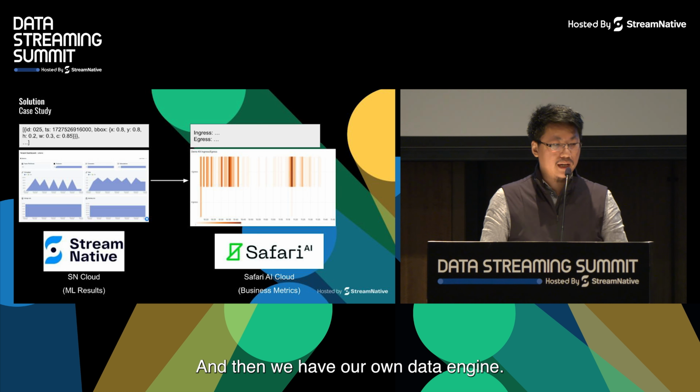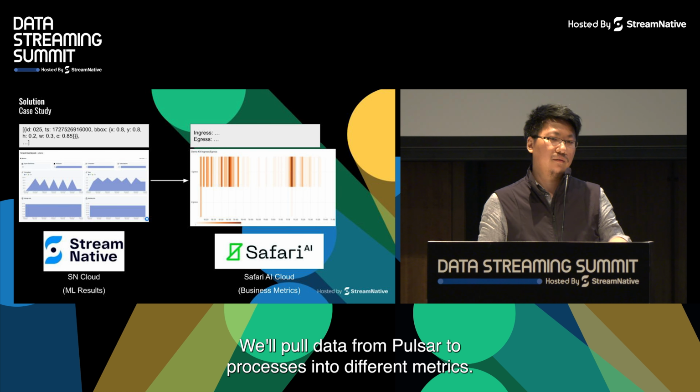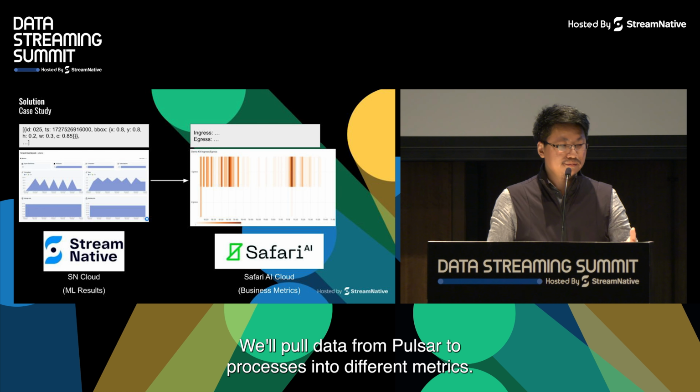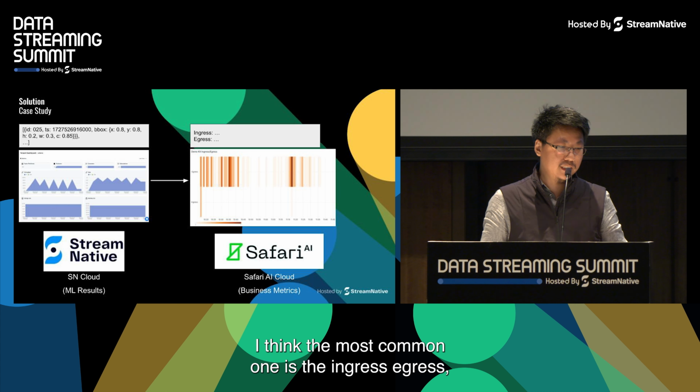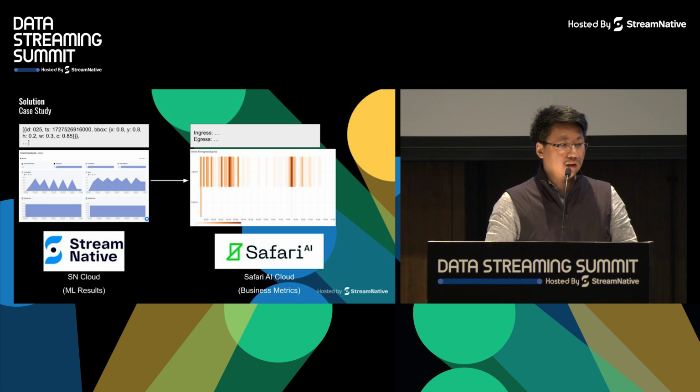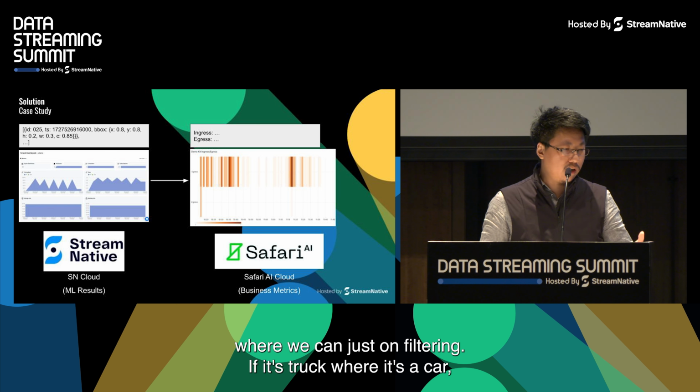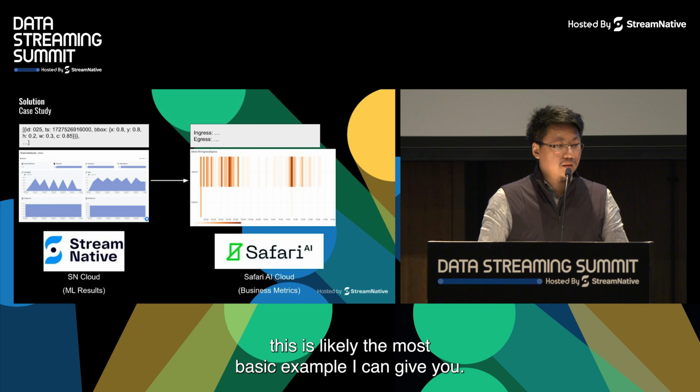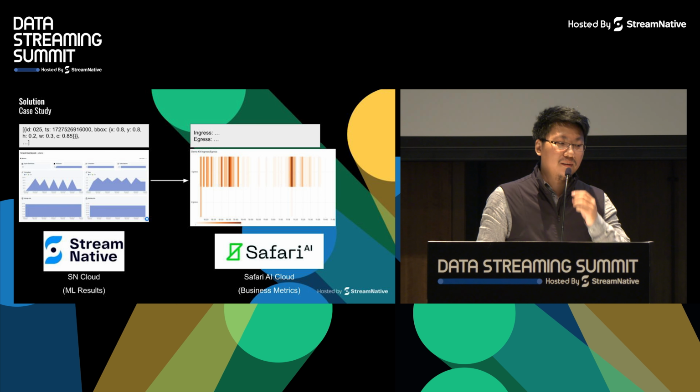And then we have our own data engine. We pull data from Pulsar to process it into different metrics. I think the most common one is the ingress, egress, how many cars pass by. And then we can aggregate that with a time window, where we can do some filtering, if it's a truck or if it's a car. This is likely the most basic example I can give you.